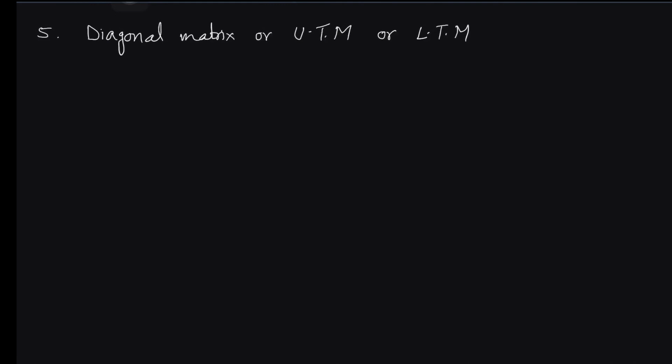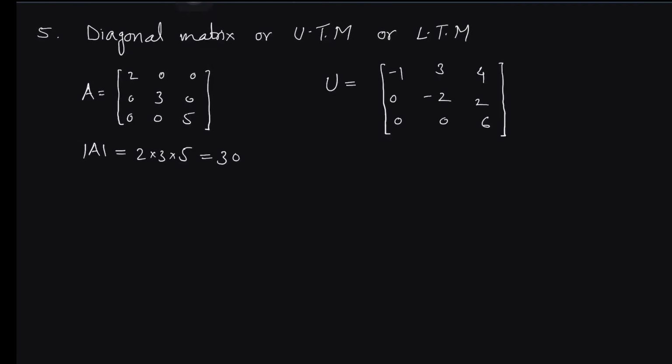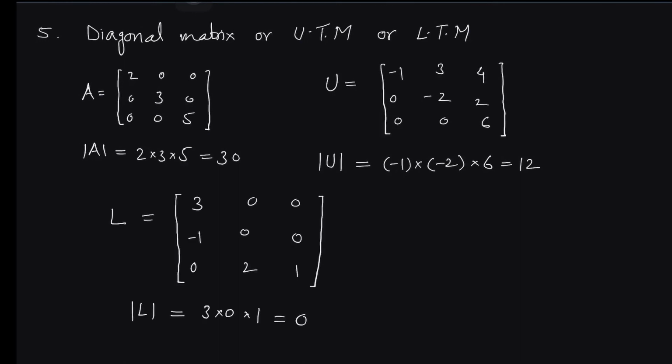Okay, so if you have any diagonal matrix or upper triangular matrix or lower triangular matrix, the determinant of these matrices will be nothing but just the multiplication of the main diagonal entries. For example, if you have this diagonal matrix A, then its determinant will be just the product of the diagonal entries. If you have an upper triangular matrix, then the determinant is what? Just the product of main diagonal entries. This is 12. Similarly, for the lower triangular matrix.